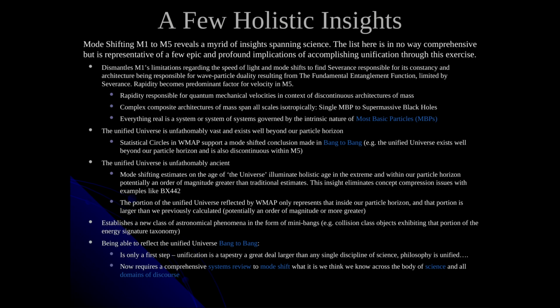The new class of astronomical phenomena, the mini bangs, we gave you some examples of those earlier in the presentation. We need to inventory those things, and we really need to distinguish those from supernovas. And there's a set of nucleosynthesis events that we need to collect and understand element production as a function of nucleosynthesis that occurs in a normal supernova versus these collision class objects. And it may be that the different energy signatures and the way that those run through the energy signature taxonomy matter, in terms of being important as opposed to matter as a thing of mass.